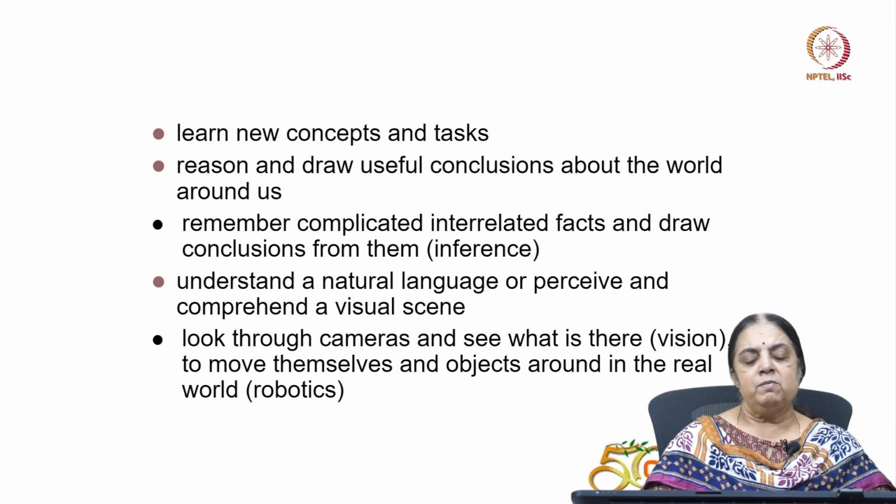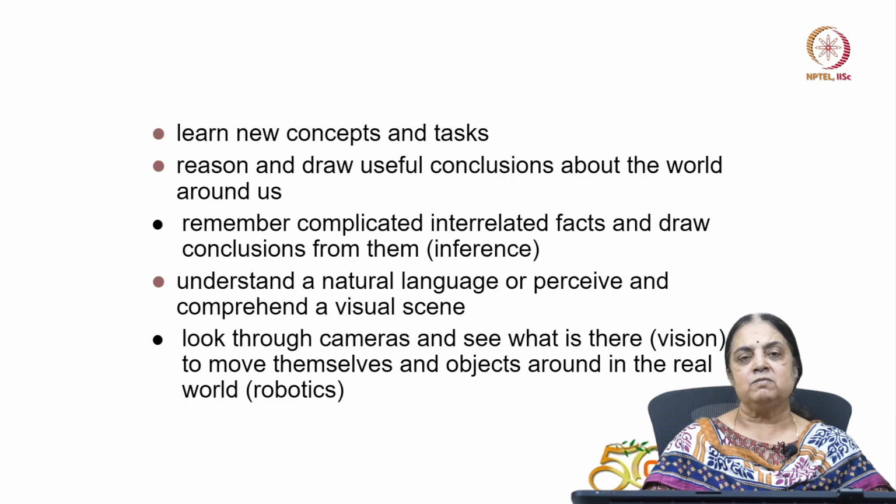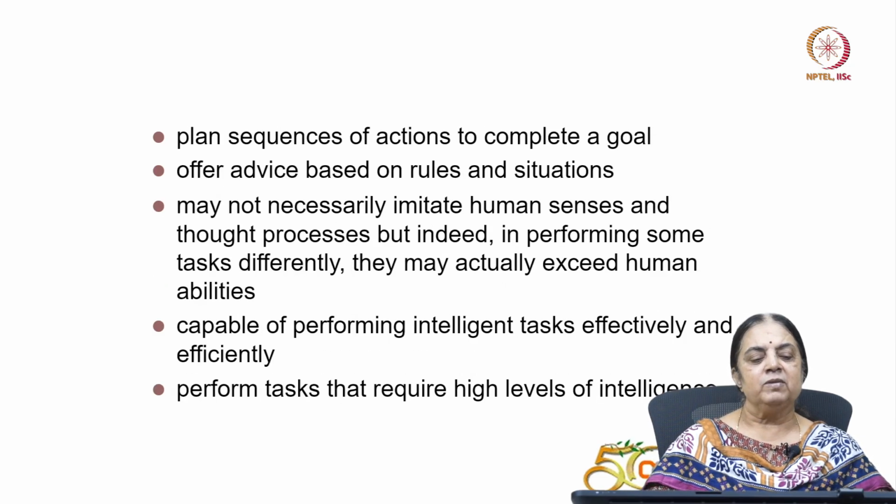So when we are talking about artificial intelligence, these are some of the things which need to be done. Learning new concepts and tasks, reason and draw useful conclusions about the world, remember complicated interrelated facts and draw conclusions from them. So that is something like the expert systems which we talk about. Understand a natural language or perceive and comprehend a visual scene. Look through the camera and see what is there, and move around. So that is something like what happens in robotics basically. Plan a sequence of actions. So that is what we call planning.